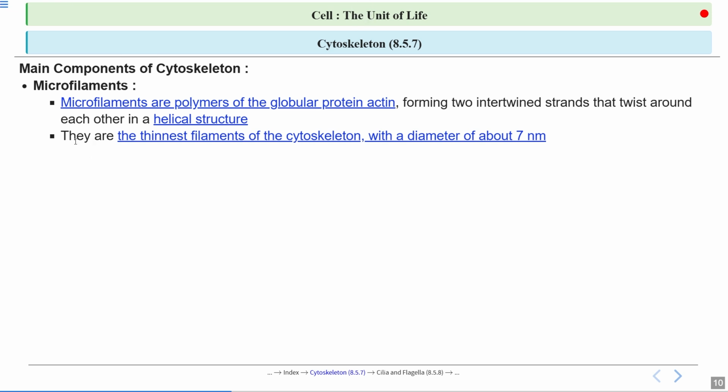Okay. So you can see they are the thinnest filaments. They're very thin. They are the thinnest filament of the cytoskeleton. So a question can come here, which filament is the thinnest? So the answer will be microfilament. And the diameter is only about 7 nanometer.